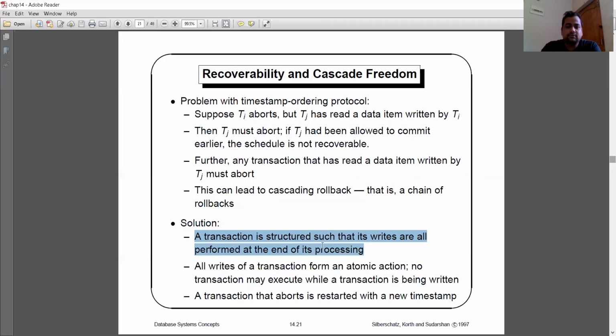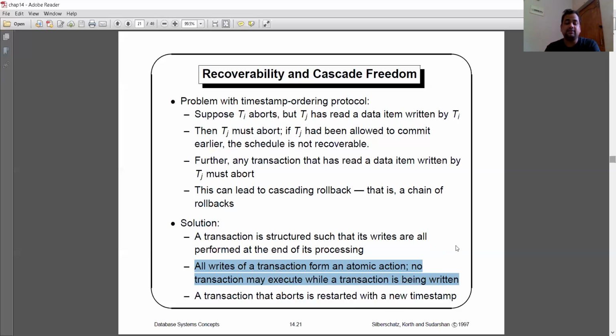First, a solution is structured such that writes are all performed at the end of its processing. So the first solution is that it has to perform all the write operations at the end of its processing. All writes of a transaction form an atomic action; no transaction may execute while a transaction is being written. So this is the point. That means all the write operations are an atomic action. No other operation can be performed whenever a write operation is being executed.